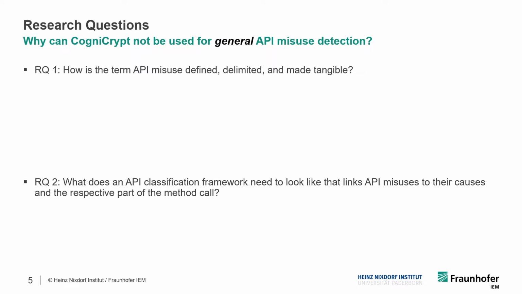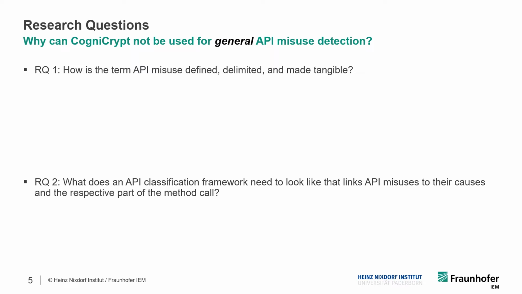our research question 1 therefore is, how is the term API misuse defined, delimited, and made tangible? And the second research question focuses on having the classification framework that we can use to then analyze which API misuses Copycrypt can detect, or how we can improve Copycrypt.